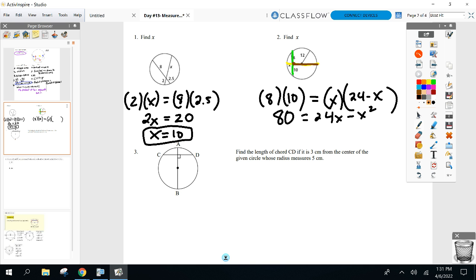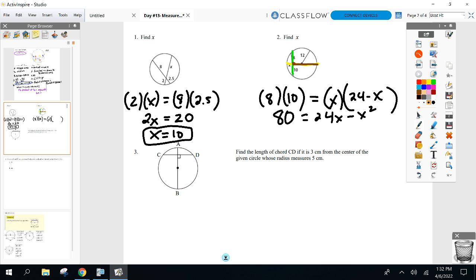But I still got the 24x there. Oh, and then I guess you can. You're basically telling me get one side equal to 0, because you know this is going to be a factoring problem. And yes, it's convenient for me to move the 80 over. Not liking this though, negative x squared. Not a big fan of that at all.